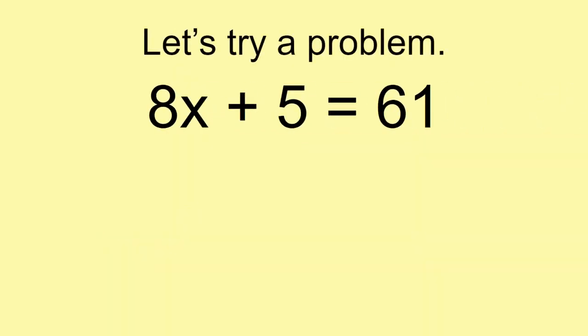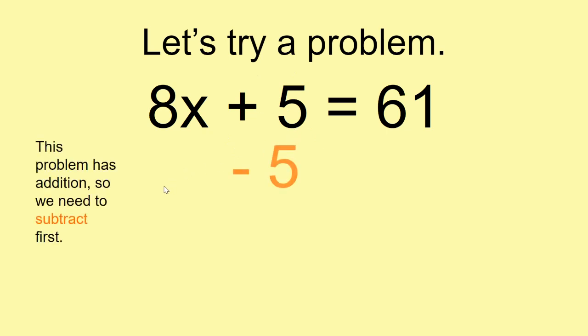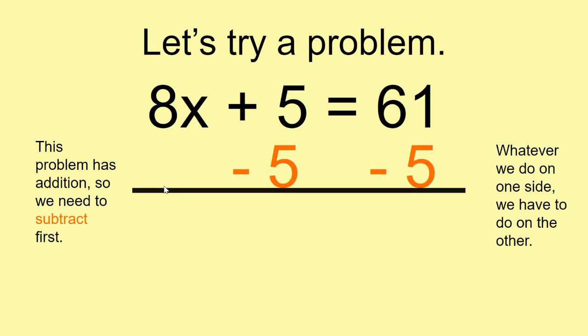Okay, so let's do a problem. So here we go. Again, we're going to look for the constant first. The constant is plus 5. To get rid of that, we need to do minus 5. So we're going to subtract 5 on both sides. We're going to simplify that out. We still have on the left side this 8x. So we're going to bring it down, and then we're going to do the math on the right side.